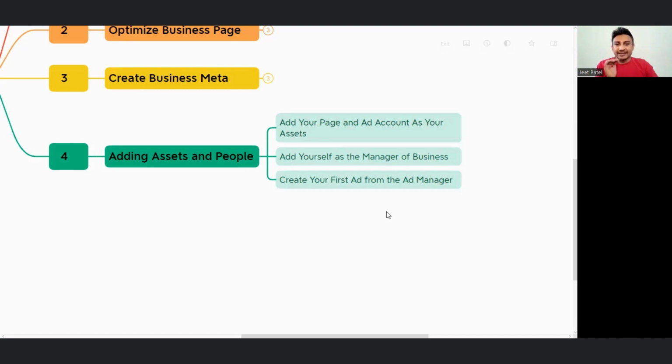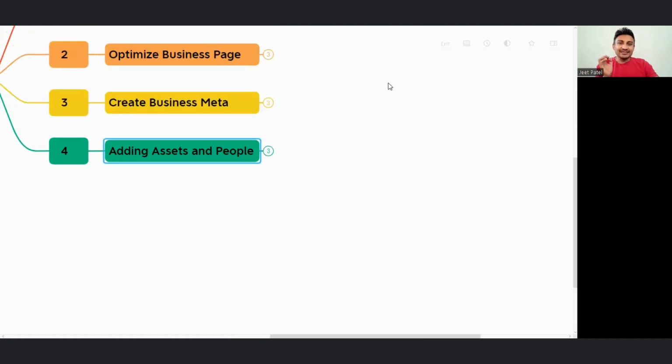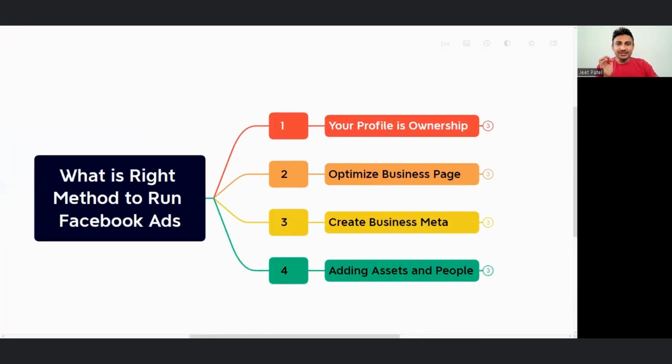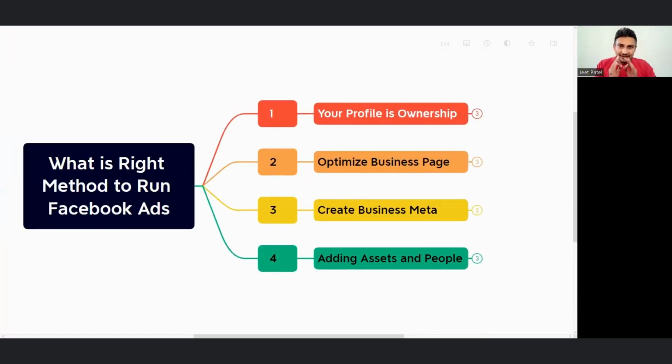Okay, and create your first ad from the ad manager. Now you are eligible to run your first advertisement. Okay, this is the system, and these are the 4 steps you need to develop before running any Facebook ads. Okay, this is the right system, this is the right method to run your Facebook advertisement.